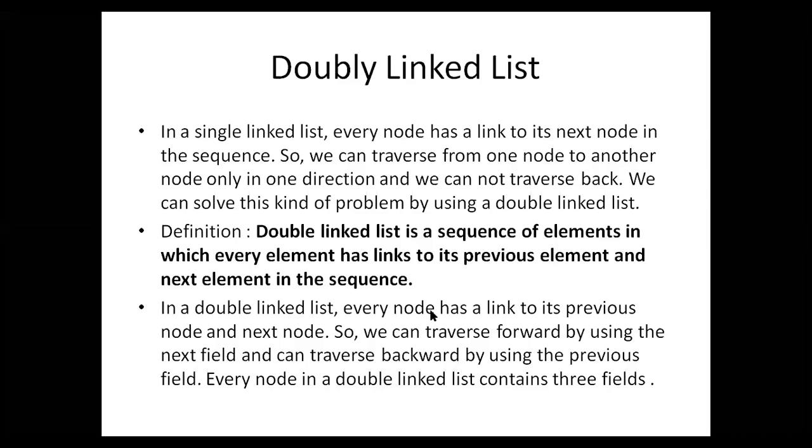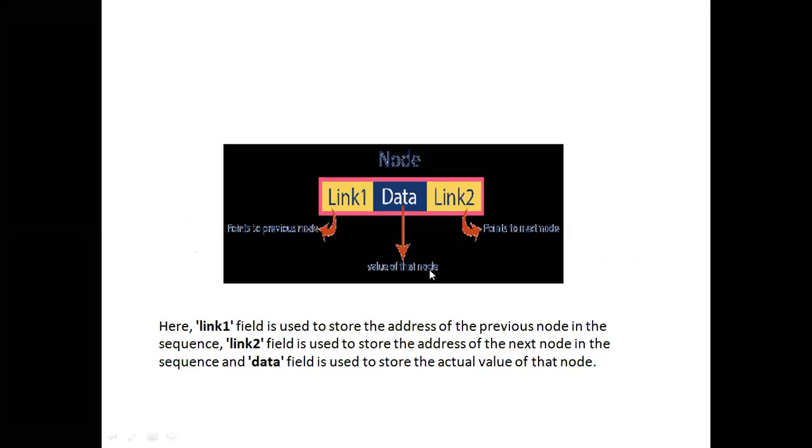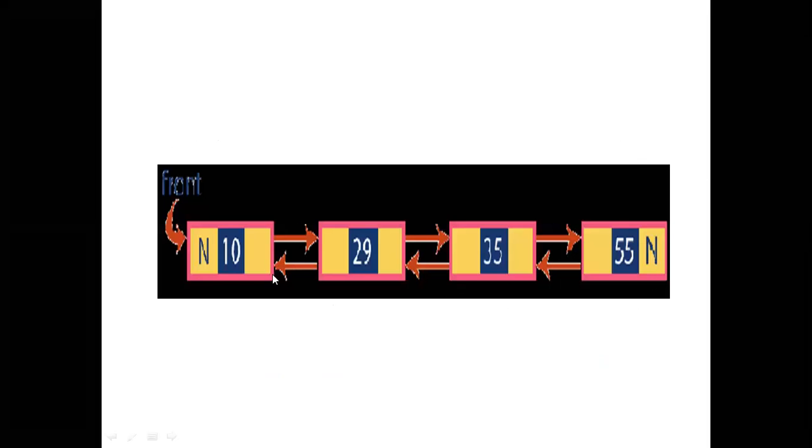Now we will go here. This we have already discussed. One example: this is data, link 1 and link 2. This is a node. You can use previous or next or anything. The link 1 field is used to store the address of the previous node in the sequence, the link 2 field is used to store the address of the next node in the sequence, and the data field is used to store the actual value of that node.